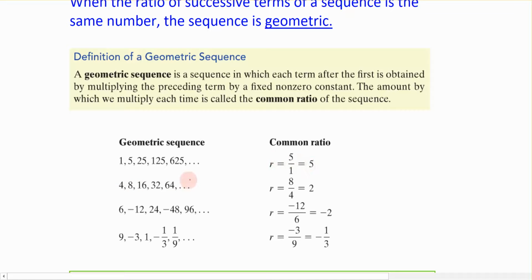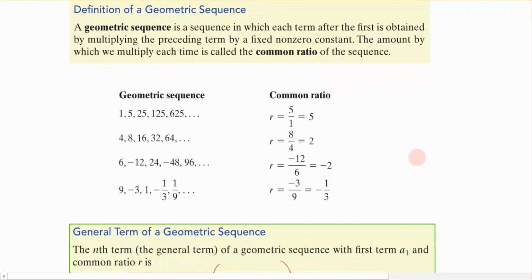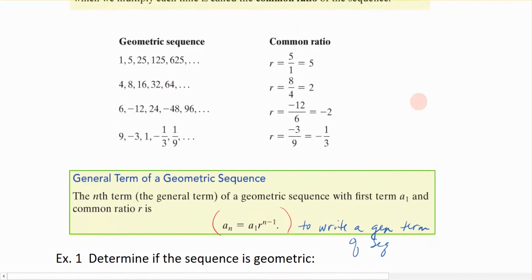So if we look at the next sequence, we have 4, 8, 16, and so forth. If I take 8 divided by 4, that gives me 2. If I take 16 divided by 8, that still gives me 2. 32 divided by 16 gives me 2. So in other words, the ratio comes from one value in the sequence being divided by the previous value, and it's going to be the same for each one of them. That's what we call the common ratio.